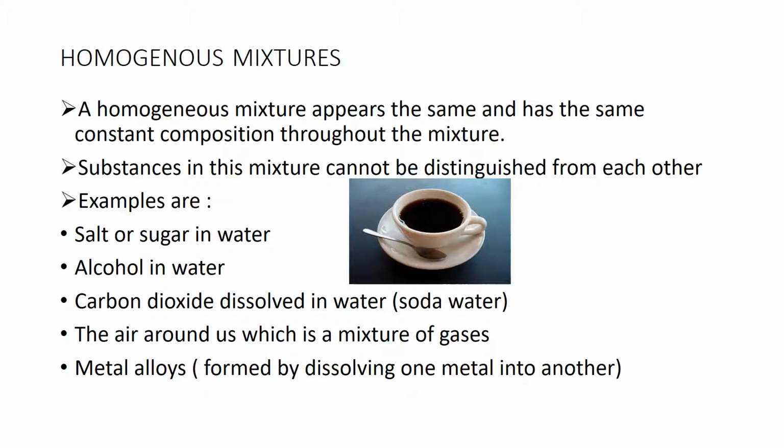So let's look at homogeneous and heterogeneous mixtures. We're going to start with homogeneous mixtures. A homogeneous mixture is where you cannot distinguish between the different substances that make up the mixture. So in a homogeneous mixture, everything just appears the same. It has the same constant composition throughout the mixture.